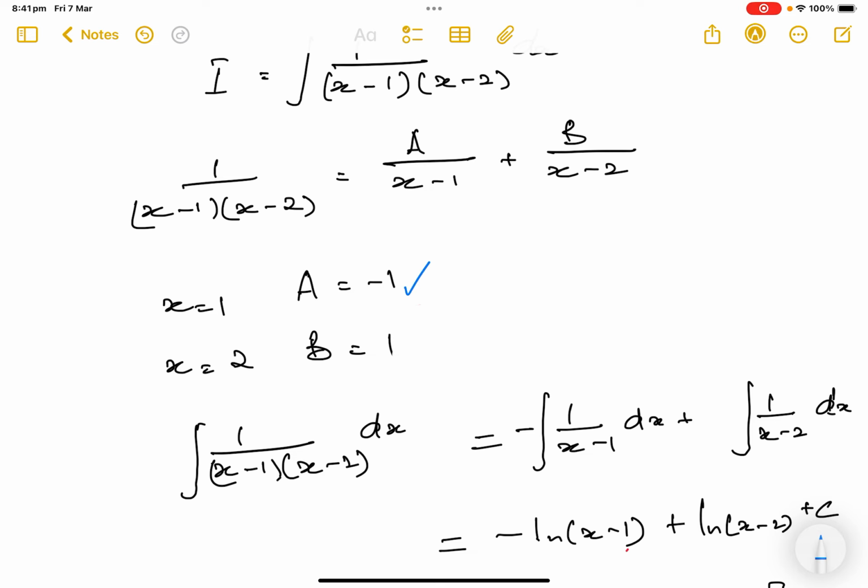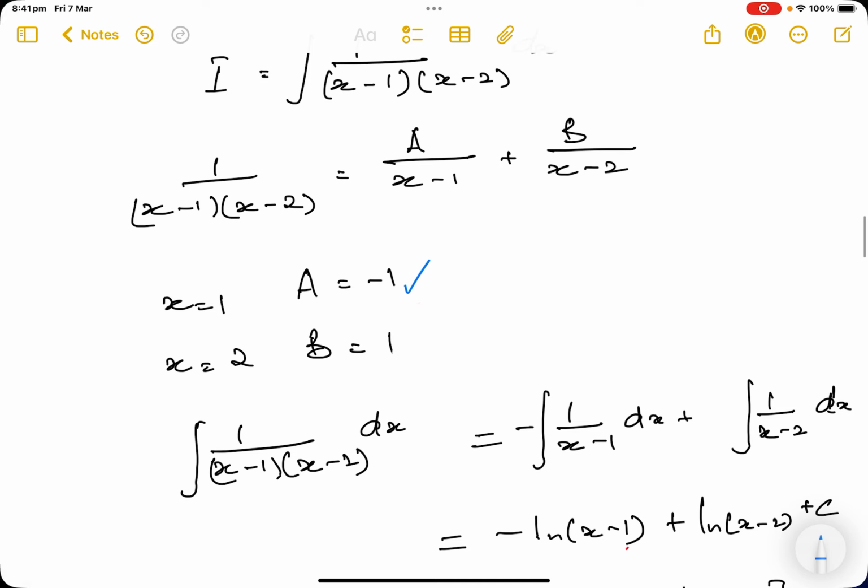B, same method, same approach. We need to make the denominator 0, that is x equals 2. Then cover that on the left-hand side and substitute the value in the rest of it. So 1 over 2 minus 1, which is 1 over 1, that is 1. So A and B are found: minus 1 and 1.